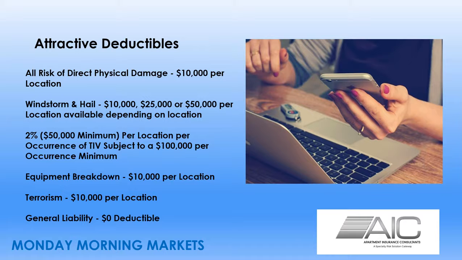Equipment breakdown has a $10,000 deductible. Terrorism has a $10,000 deductible. Liability, none of our liability coverages have any kind of deductibles, which is a big thing to a lot of carriers. I can see why it would be. Well, this is very interesting.